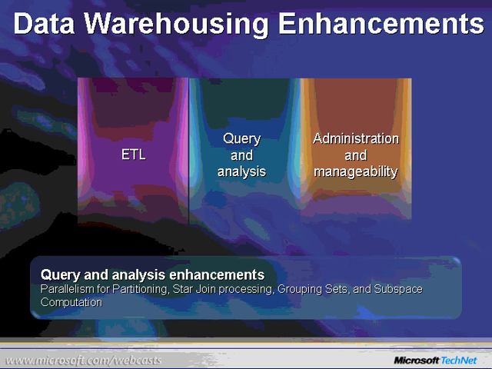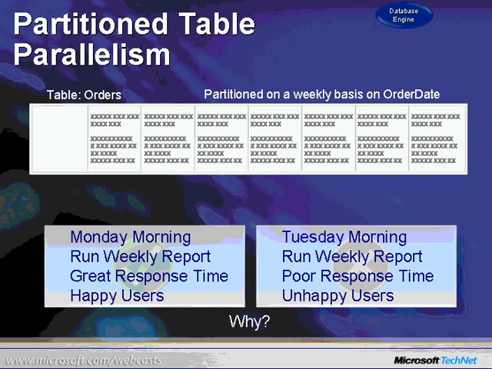So this covers the first area that I was planning to go through today, the first pillar that was around ETL. I'd like to move forward into the second pillar at this point, which is around query and analysis, and discuss the enhancements that we have made in that area. And I plan to spend most of my time on parallelism for partition tables and star join processing. Let me go ahead and get started with partition table parallelism.